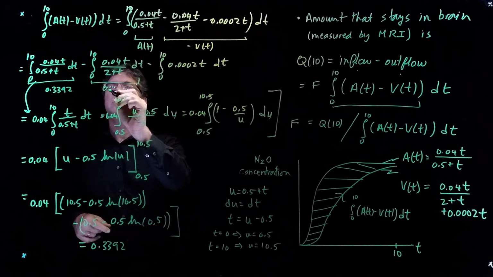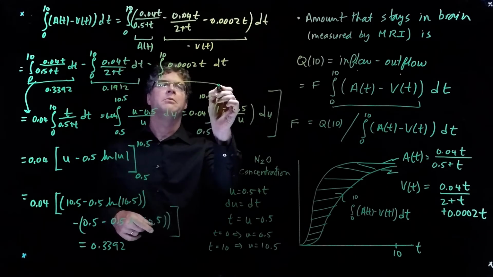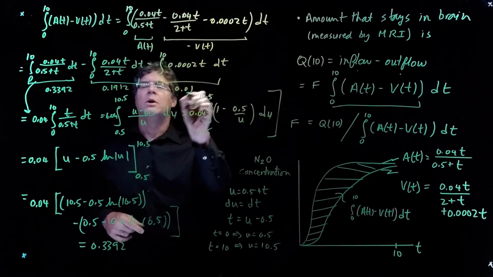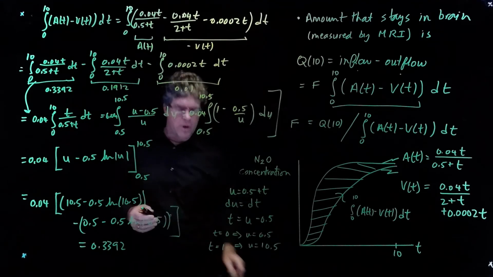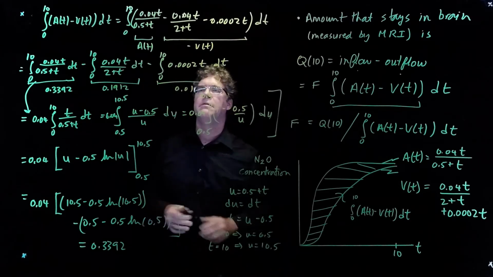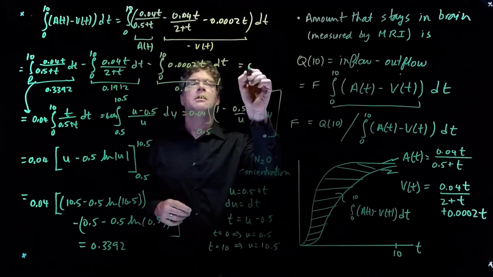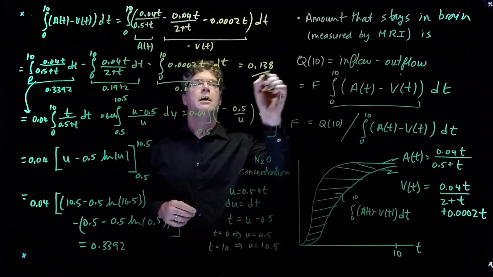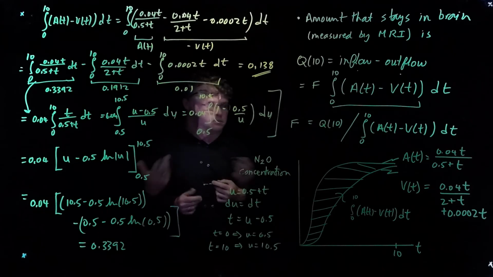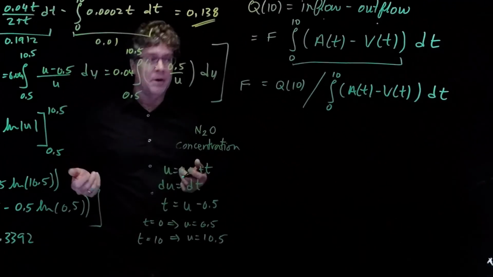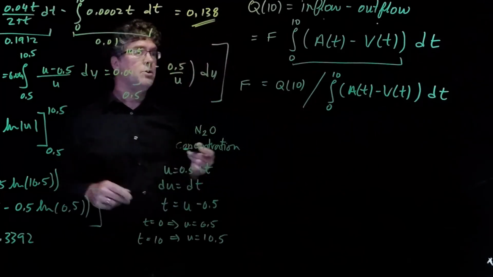Try this for yourself. For this one, I get 0.1912, and then for this one, I get 0.01. And so if I take 0.3392, and then I subtract off 0.1912, and then I subtract off 0.01, I'm going to get that this is equal to 0.138. And so that's the value for the integral of a minus v. So what's left to be done is to put it all together and back into this formula that we see right here.